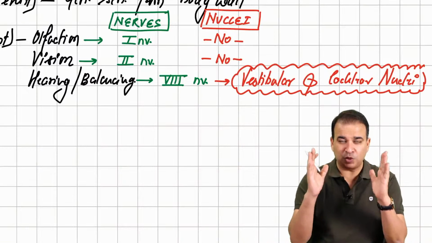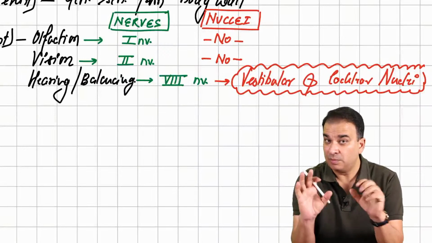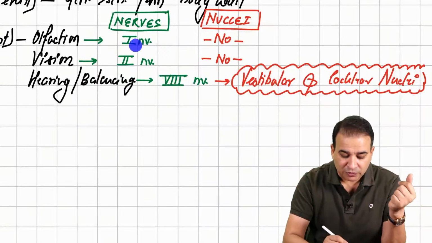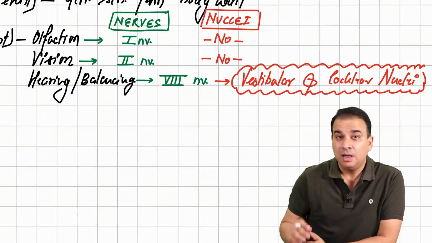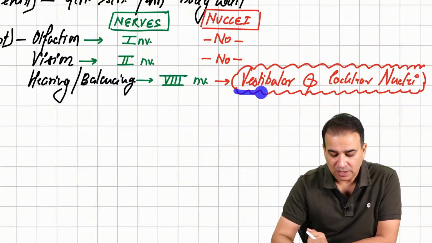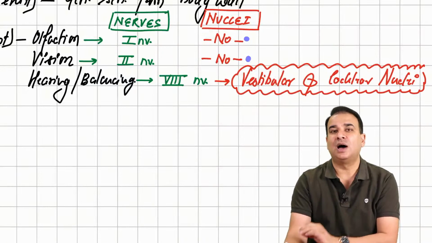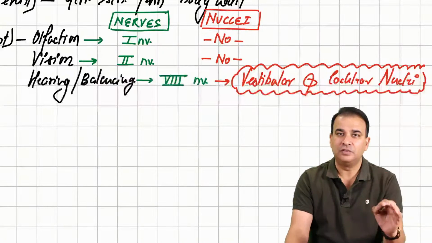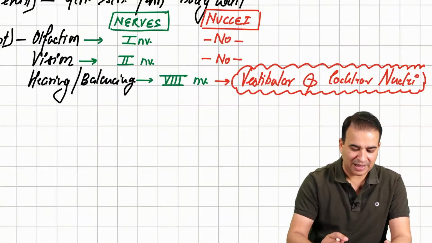Now see how this question is changed, guys. If the question is asked to you, which nerves come under SSA column? Nerves. Then I will say, okay, first is there, second is there, 8th is also there. All SSA kind of nerves only. But which nuclei come under SSA column? Then the only answer is what? Vestibular and cochlear. There is no nuclei for first nerve. There is no nuclei for second nerve. So the answer is only 8th nerve nuclei come under SSA column.